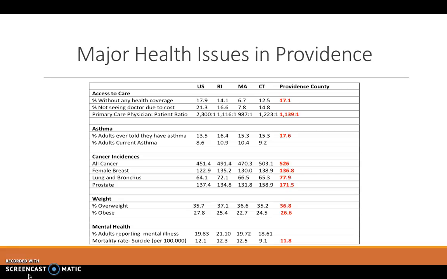Asthma is another issue for Providence, with 17.6% of adults having the condition. Third is cancer rates, which are highest in Providence in comparison to the U.S., Mass, Connecticut, and Rhode Island. Specifically, breast and prostate cancer are the highest.